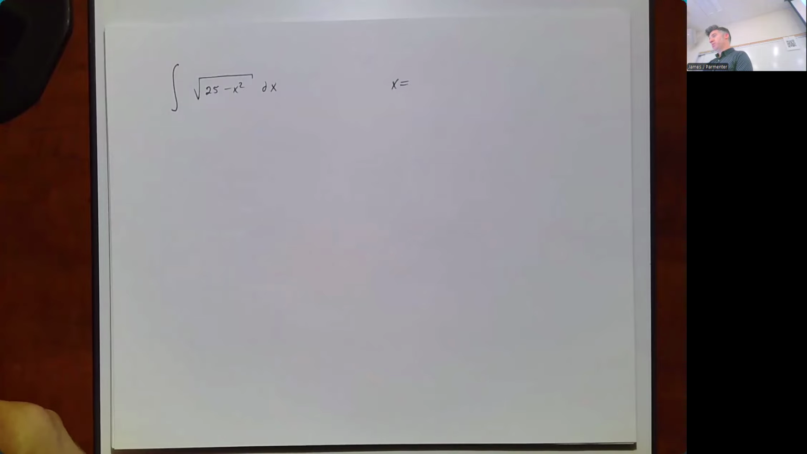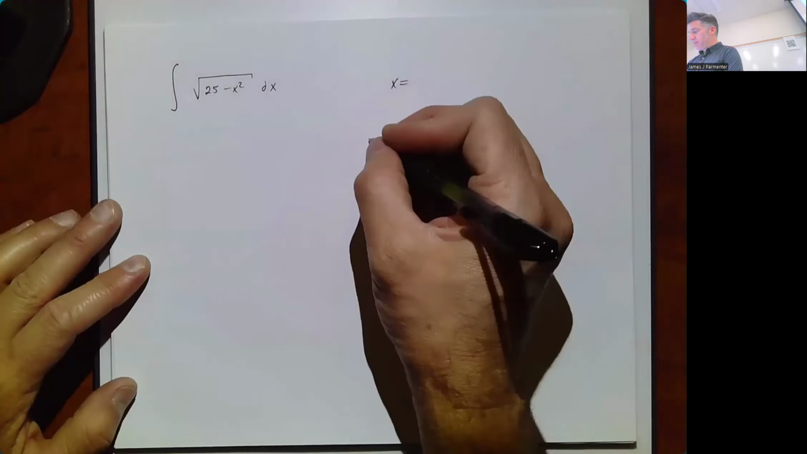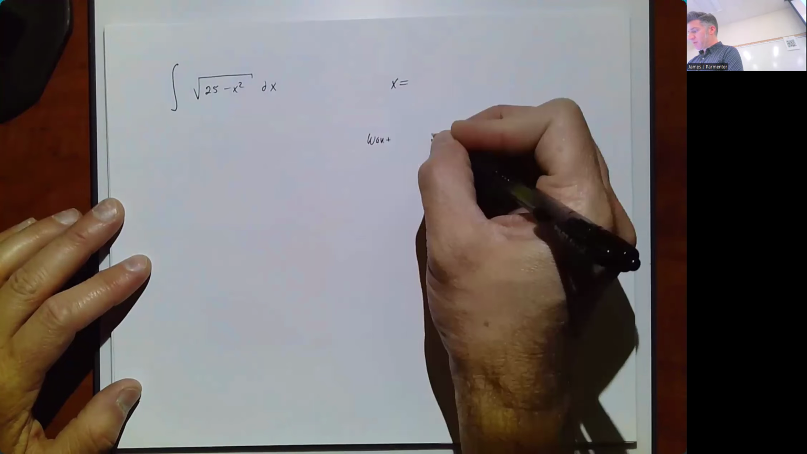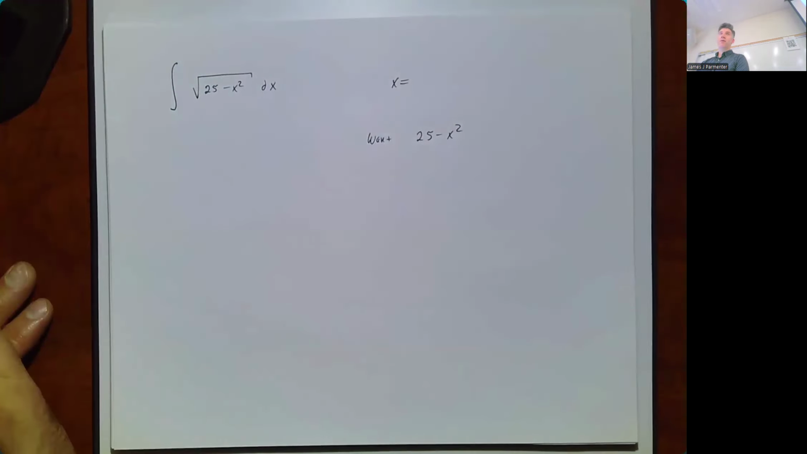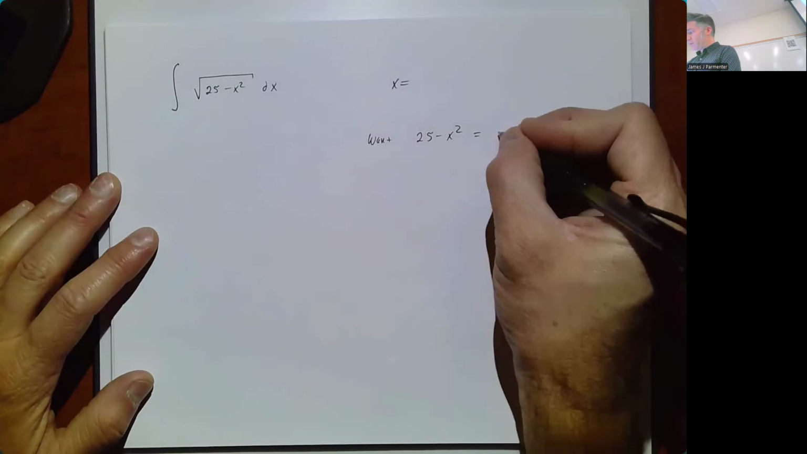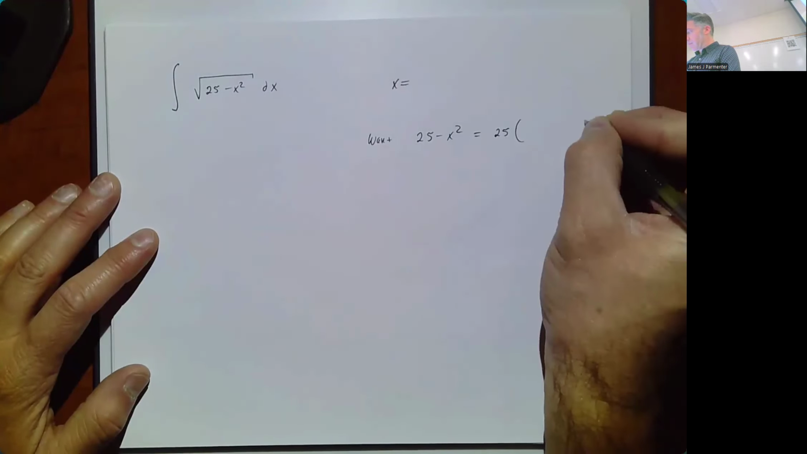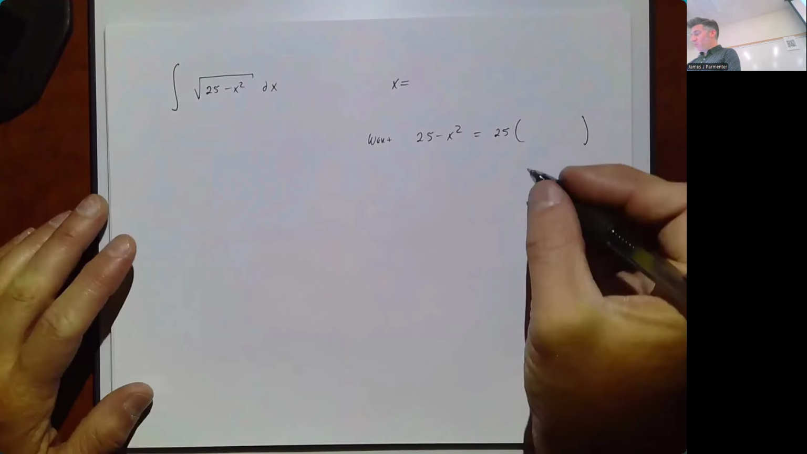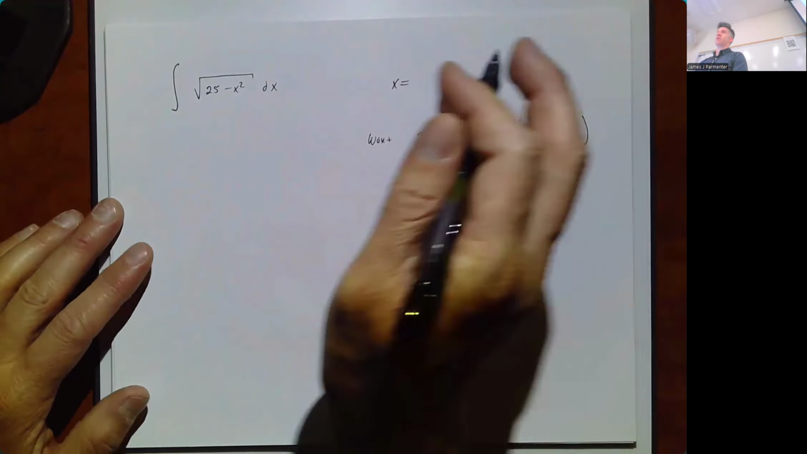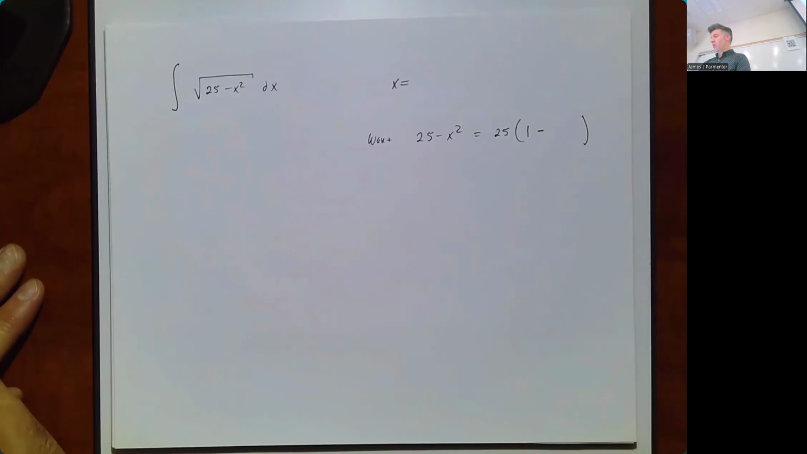So we want 25 minus x squared. We want the 25 to go away. We want this to equal 25 times our trig identity. Our trig identity is going to end up being 1 minus our trig function squared. Do we want that to be sine squared or secant squared? We want it to be sine squared.